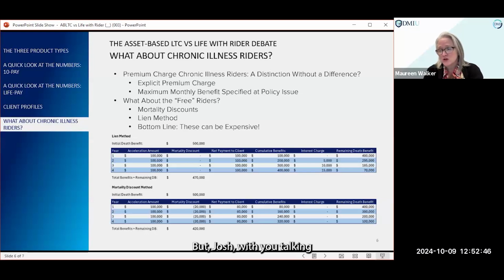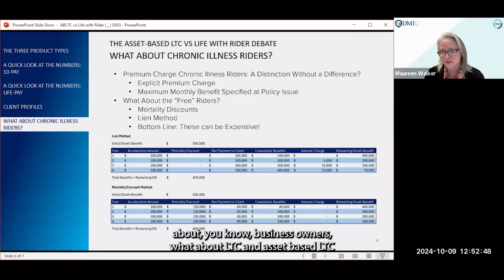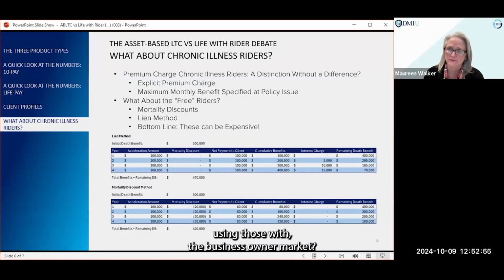But Josh, you were talking about business owners. What about LTC and asset-based LTC, using those with the business owner market?